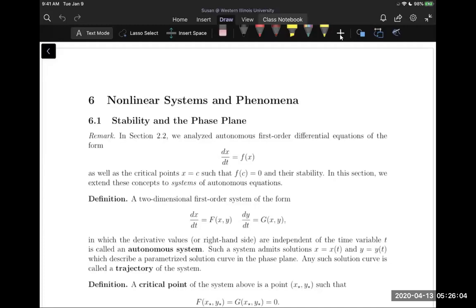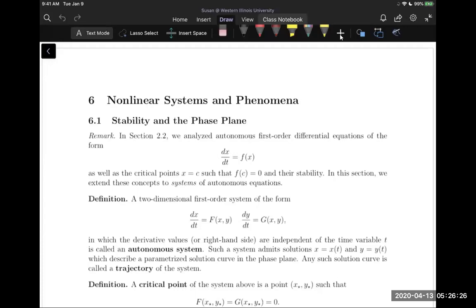So again, in 6.1, we're going to talk about stability, which is something we've seen previously. We've talked about in the lower dimensional case what it means to be stable, semi-stable, and unstable. And we'll talk about the phase plane. So we have also drawn phase portraits. This is just an extension of what we learned previously, only in higher degree.